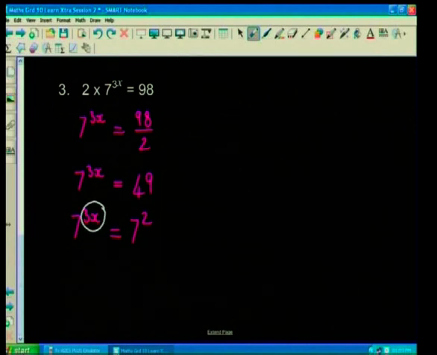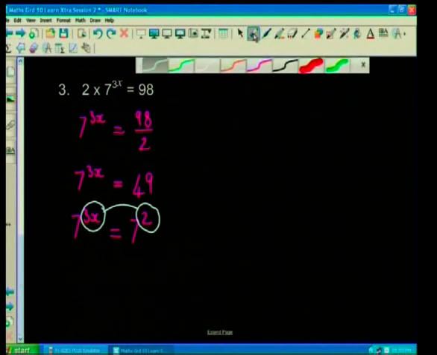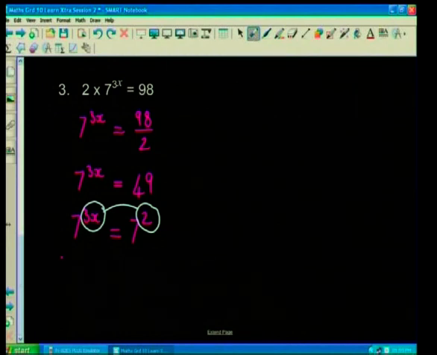So 3x is going to equal 2. Remember to put the therefore in to show that you know what you're talking about. So because the bases are the same, our exponents are going to be equal to each other, meaning that x is equals to 2 over 3. Let's go on to the next page.